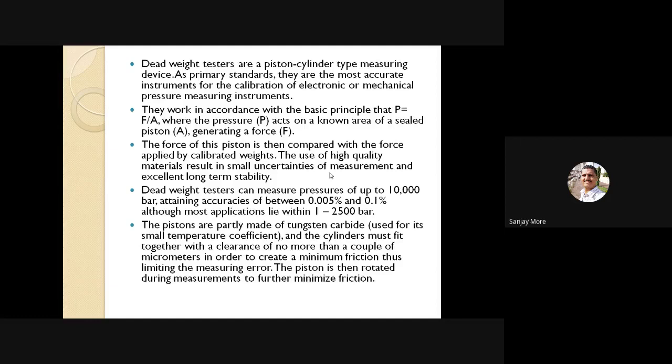Full stop. They work in accordance with the basic principle that capital P is equal to capital F divided by A, where P is pressure acting on a known area of sealed piston, meaning capital A, and F is the generating force.